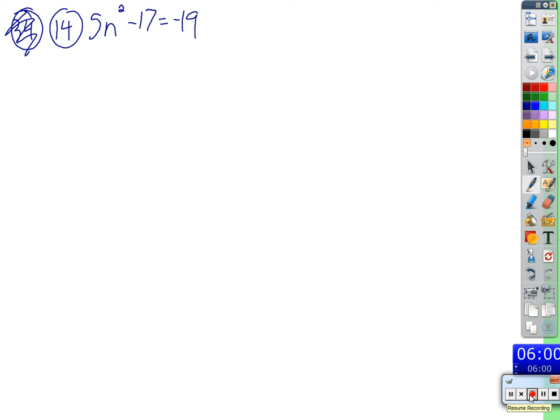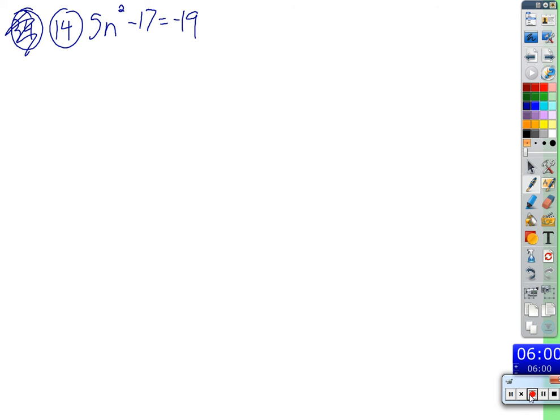Okay, we're going to want to keep this first thing in mind because it's going to be true for quite a while. We want to get the squared thing by itself. What is the thing that's being squared? N. N is being squared, not 5, right? 5 is not being squared. So we want to get everything away from n squared to start with.